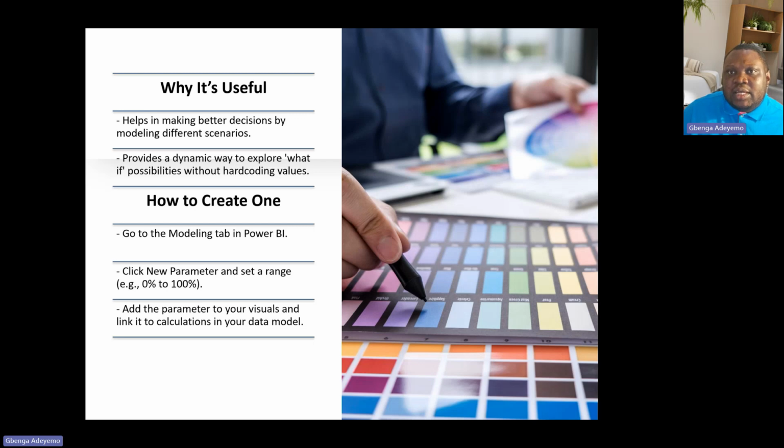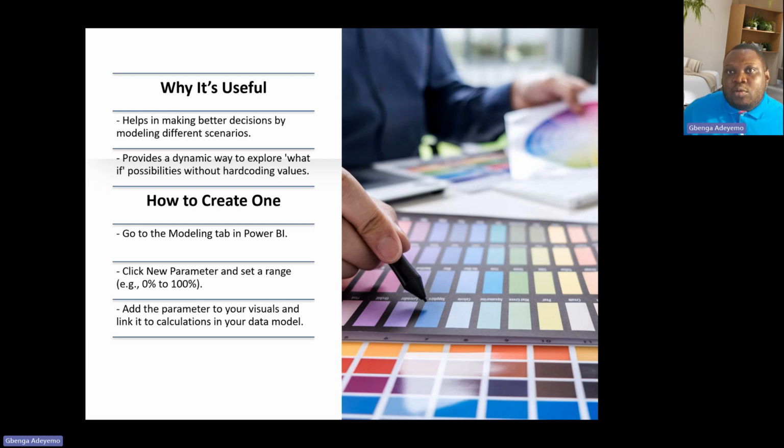Very, very interesting. Now, the next thing is, how do I create one? You create one by going to the modeling tab in your Power BI Desktop. When you get to the modeling tab, you click on parameters. When you get to parameters, two options will appear: you either create the what if parameter based on a numeric range or based on a numeric value. So, depending on which of the two you want to create your what if parameter on.